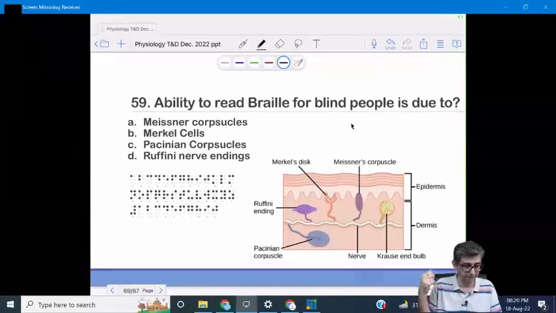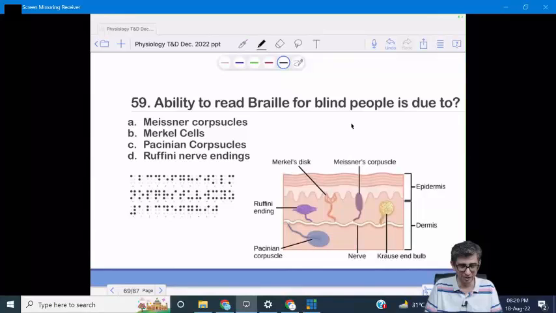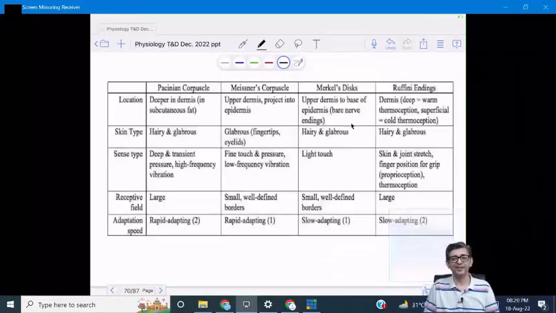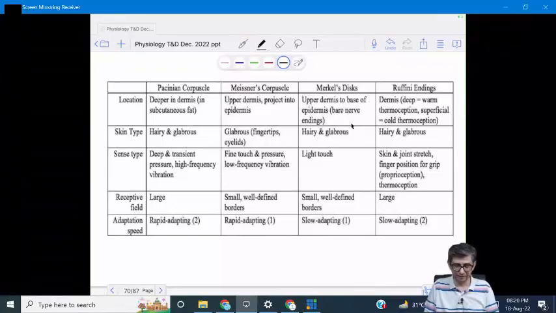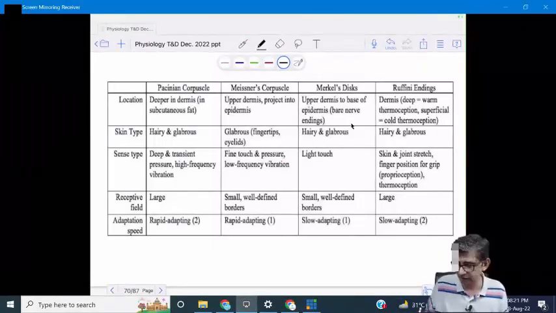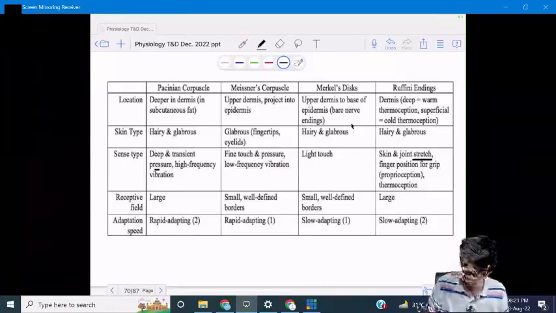Ability to read Braille. So Braille, no mistakes here, that would be mainly related to... Pacinian corpuscles are for pressure. Ruffini endings are mainly for stretching, and pressure is related to Pacinian corpuscle. So you're left between two only, Meissner's corpuscle and Merkel's discs here.